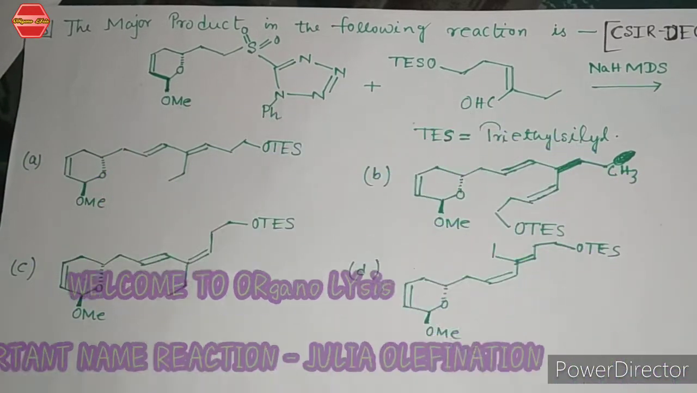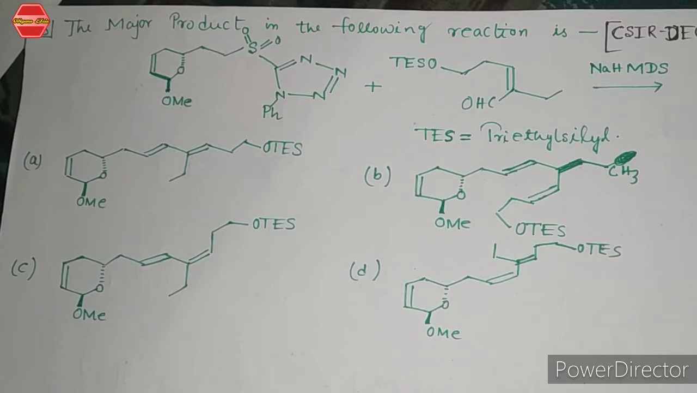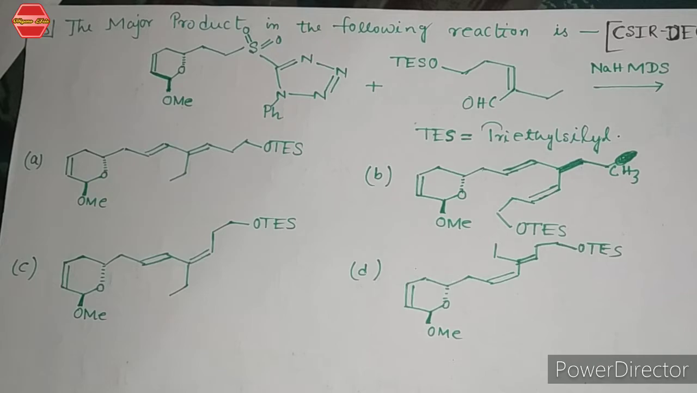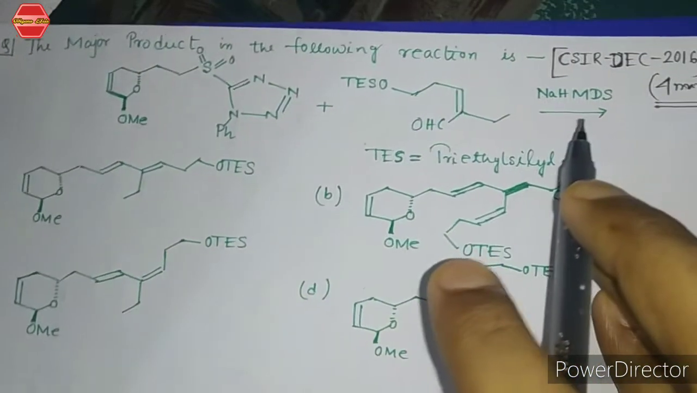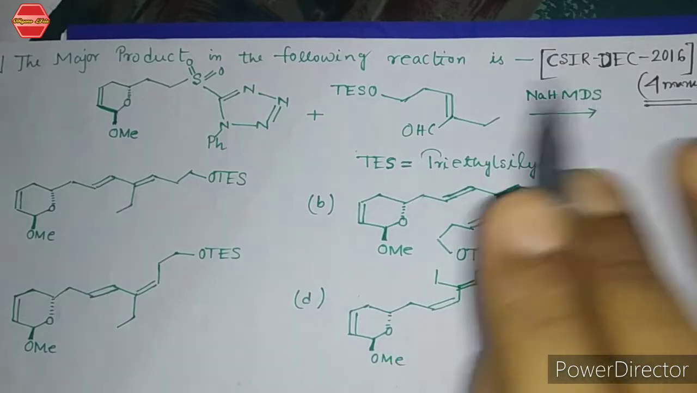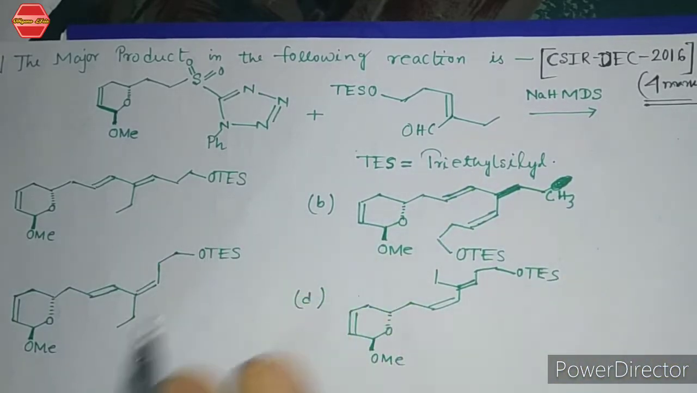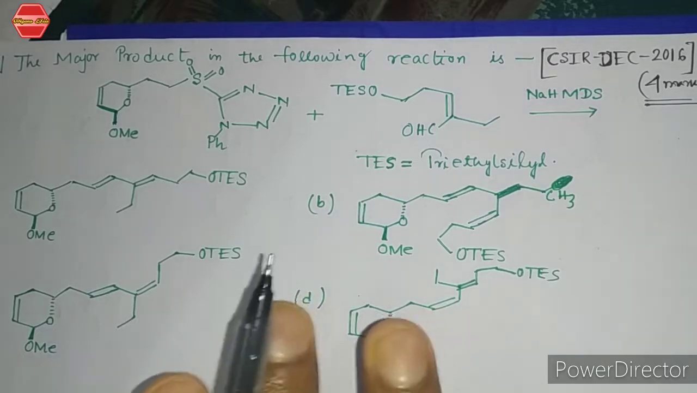In this video we will try to understand the important name reaction, that is Julia olefination, and a question is also asked from this topic in CSIR December 2016 for 4 marks, and it also came in various competitive exams like GATE, TIFR, etc.